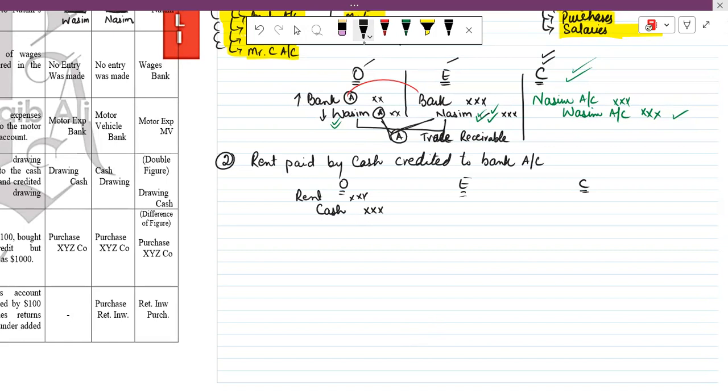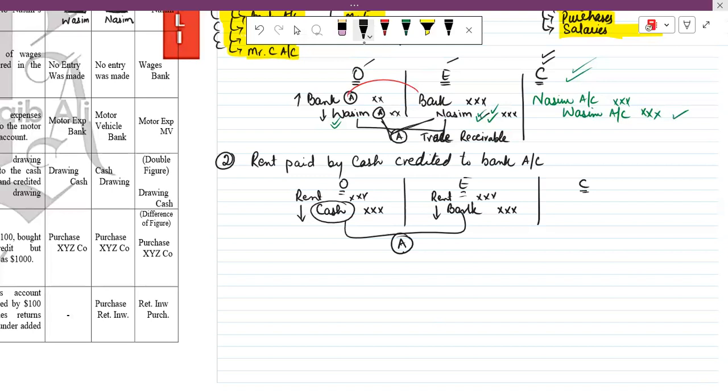But by error, rent was correctly written. But instead of cash, we credited the bank account. So here, cash was supposed to be decreased, but we decreased the bank account. Now, cash and bank both are assets. So the class is the same, accounts are wrongly written. This is error of commission.